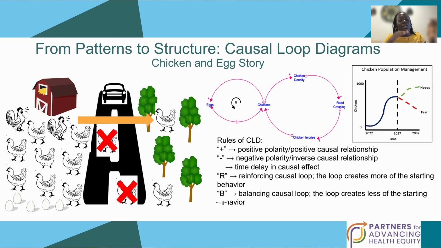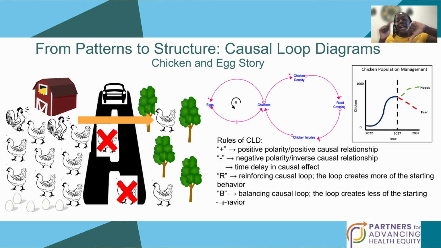So again, it's using the same building blocks of linking variables with arrows. So more chickens, more chicken density. That's a positive polar relationship. More chicken density, more road crossing, again, positive polar relationship. More road crossing, more chicken injuries, again, a positive polar relationship. And more chicken injuries, less chickens.